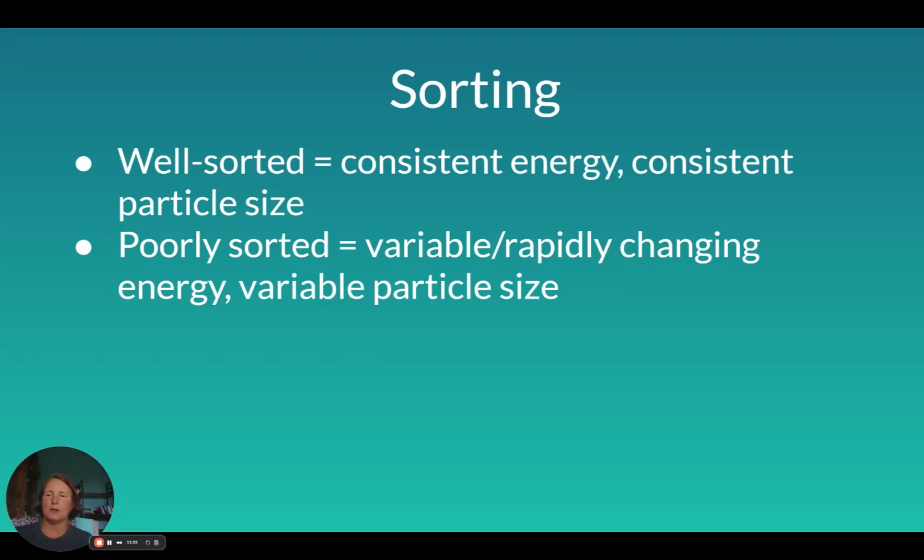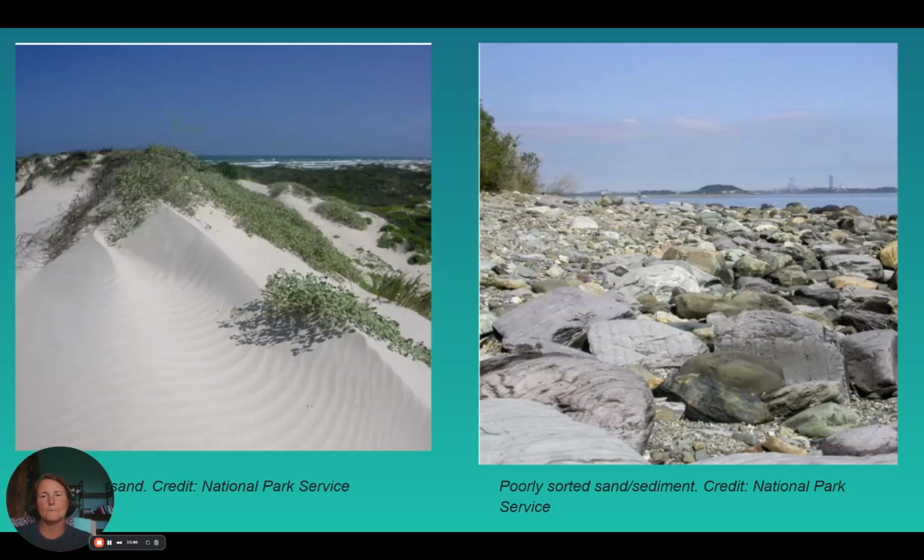Poorly sorted means that we have a very variable particle size. And we'll look at some examples here, but I might pick up a scoop of the sand and have some rocks that are bigger than my finger, and I might have some teeny tiny particles and everything in between. That would be a poorly sorted sample. And that generally means that the energy on that beach changes quickly, and it doesn't stay the same.